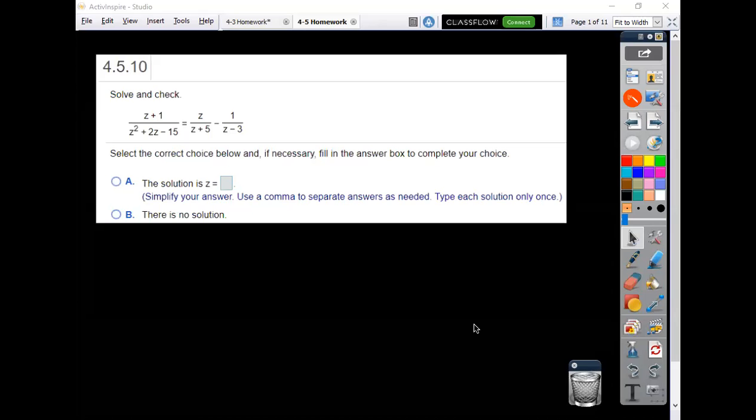All right, let's take a crack here at lesson 4-5. Solve that rational equation. So let's see, this denominator right here looks like you could factor it into z plus 5, z minus 3. Yep, and then multiply the whole equation is my preferred way.